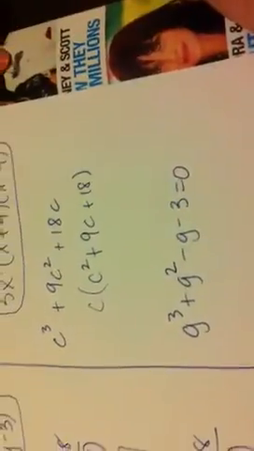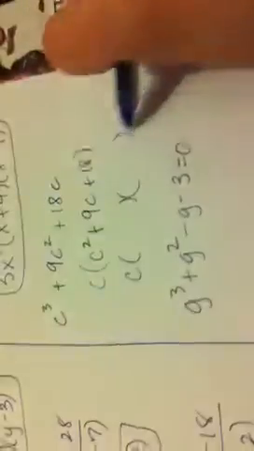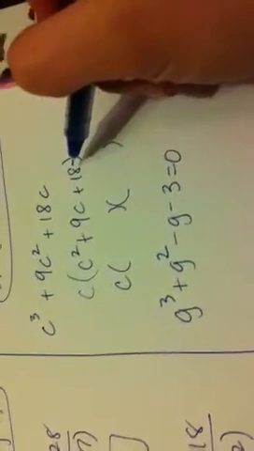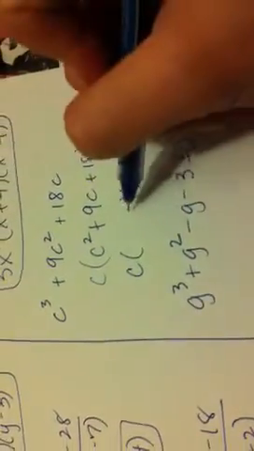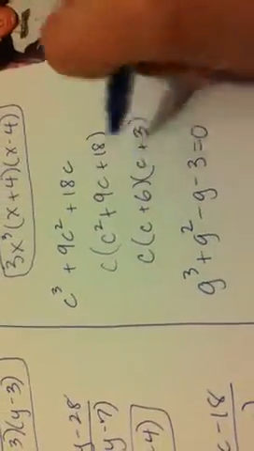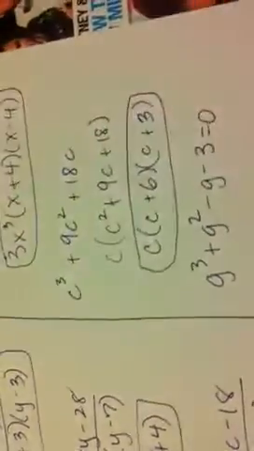This is what we call a general trinomial. That's the one where you set up two sets of parentheses and you find two numbers that multiply to get 18 and add to get 9. That happens to be 6 and 3, both positive. Bring down the c's. And that one's done.